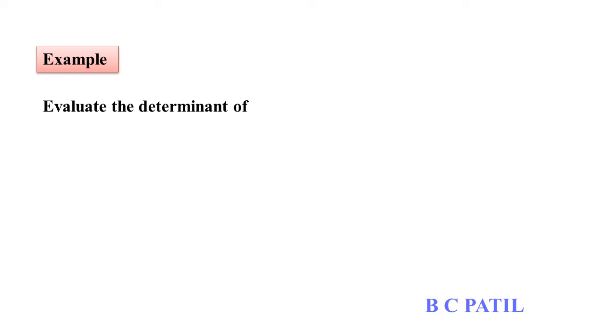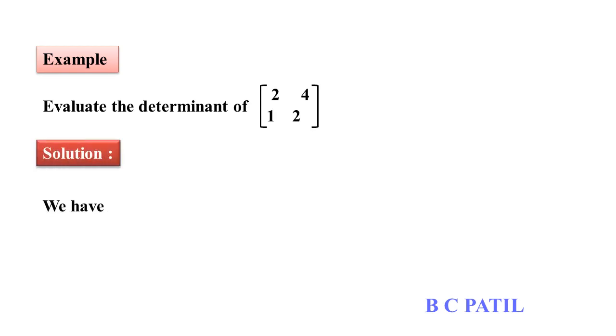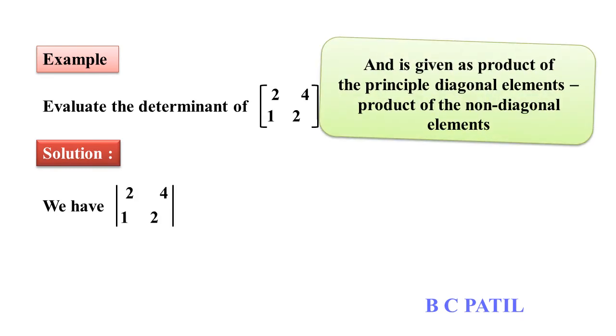Let us take one example. Evaluate the determinant of 2, 4, 1, 2. Determinant of 2, 4, 1, 2 is again product of diagonal elements, that is 2 into 2 minus 1 into 4. 2 into 2 is 4, minus 1 into 4 is 4. 4 minus 4 is 0.